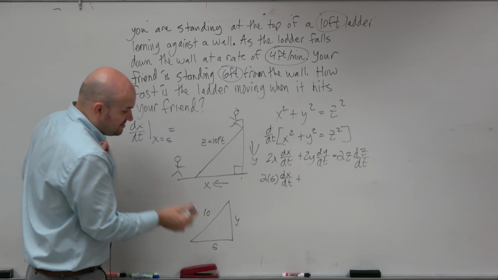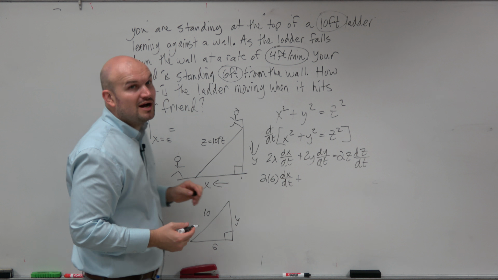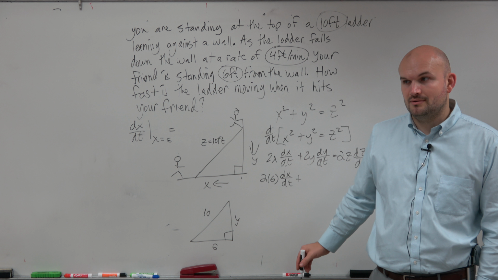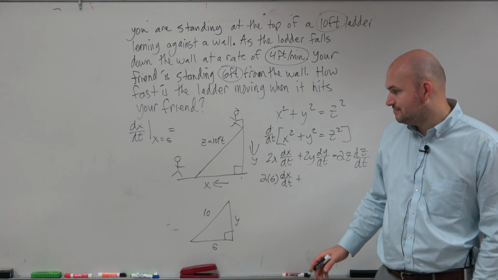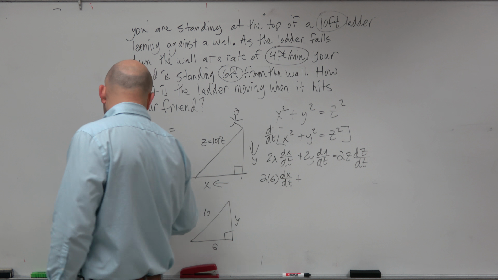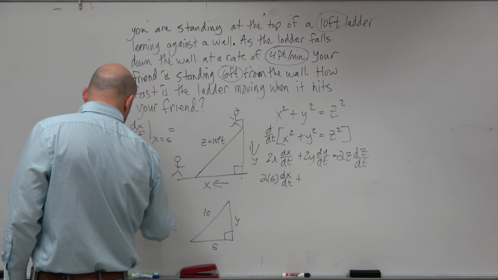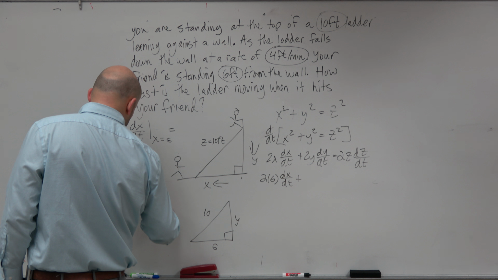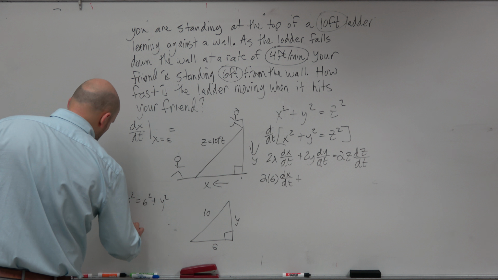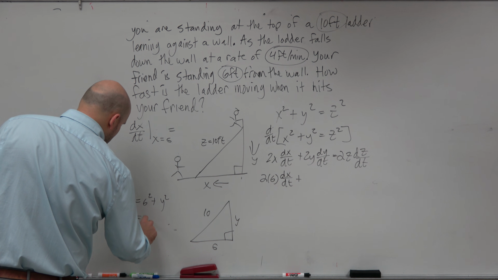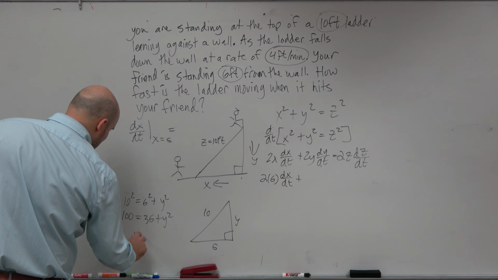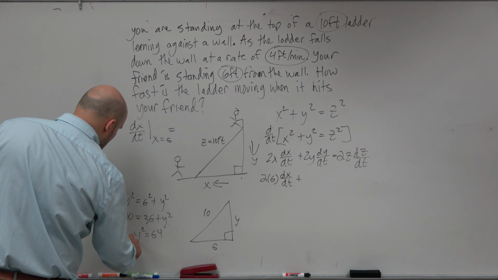And what's nice is, because we have this beautiful right triangle, all we need to do is apply the Pythagorean theorem. So we could say 10 squared equals 6 squared plus y squared. 100 equals 36 plus y squared. Hopefully you guys can do the math with me. y squared equals 64. Square root, y equals plus or minus 8.